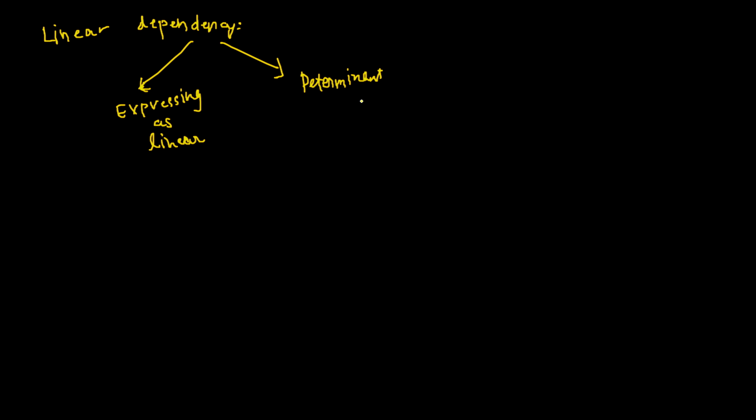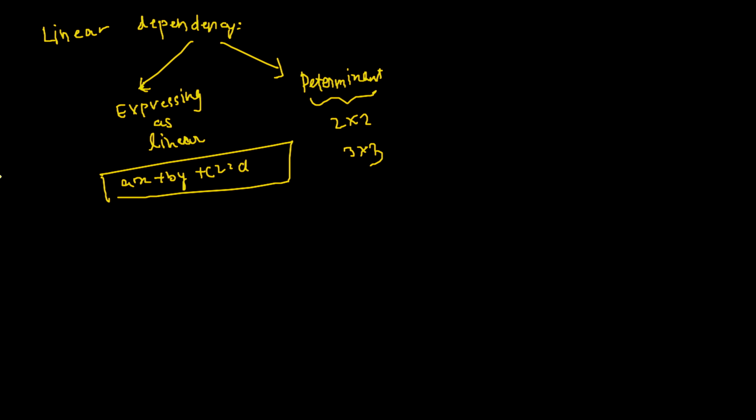I would suggest using the determinant for 2 cross 2 and 3 cross 3, but 4 cross 4 determinants again get complicated. So when it comes to that, expressing it as a linear function is what is actually going to help us. A linear function in its standard form, like ax plus by plus cz equal to d. Expressing it in this form is what will help us. So let's take an example for each. Like I said, if you have a 3 by 3 form, then use the determinant.